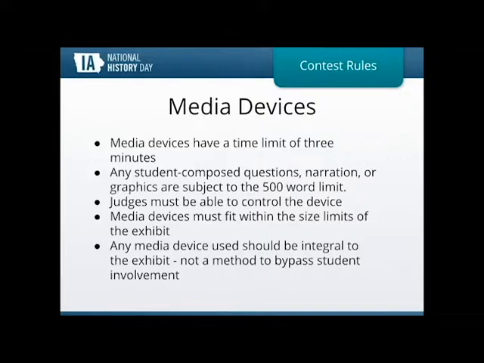Andrew, do you have any advice or suggestions, or maybe you've seen a couple media devices in the past that you would suggest students to use or not to use?